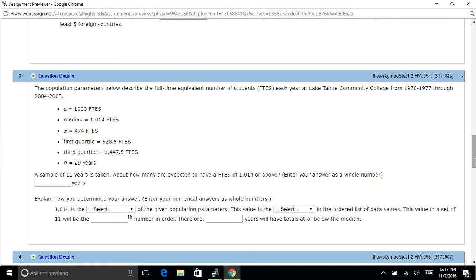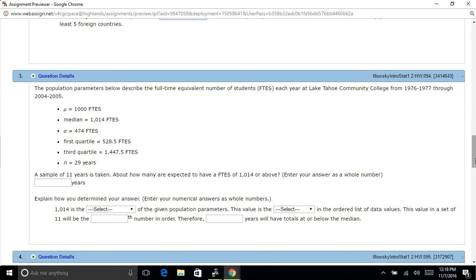All right, for this one, this is a little bit trickier. These can sometimes throw you, so I'm glad we're doing a video on this. I'm given some population parameters for the full-time equivalent number of students at a community college. My mean is 1,000 students. My median is 1,014 students. My population standard deviation is 47. My first quartile is 528.5 students, and my third quartile is 1,447.5 students. My sample size is 29 years. A sample of 11 years was taken.